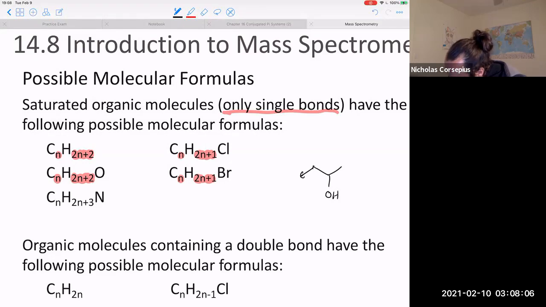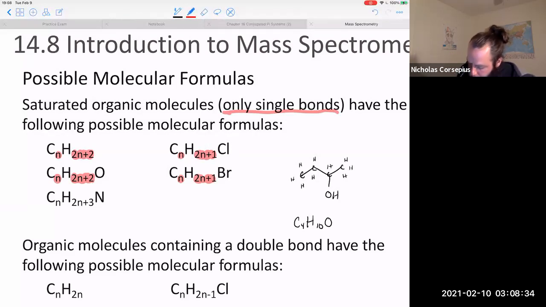So I can fill in C 1, 2, 3, 4, so that's C4. Then how many hydrogens should I have just based on the formula? Should be H10. Let's just convince ourselves: 1, 2, 3, 4, 5, 6, 7, 8, 9, and then the one that's actually bound to the oxygen. So C4H10O.